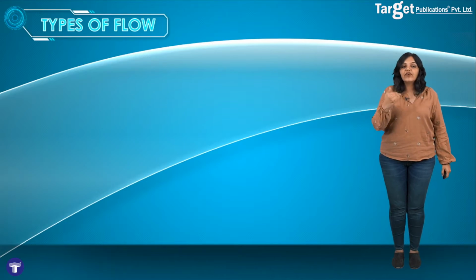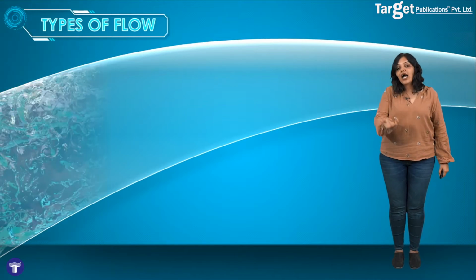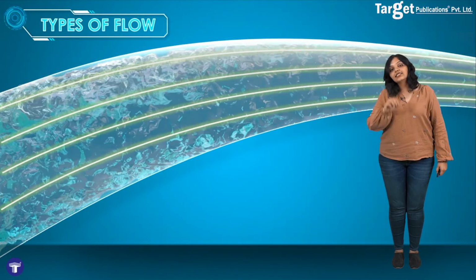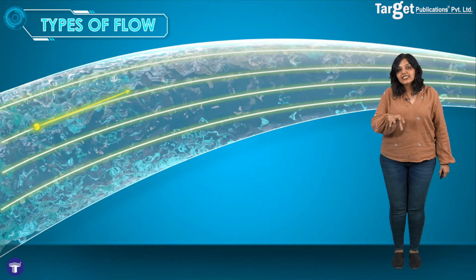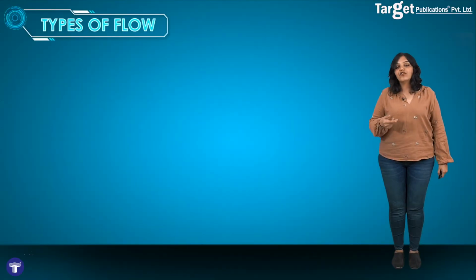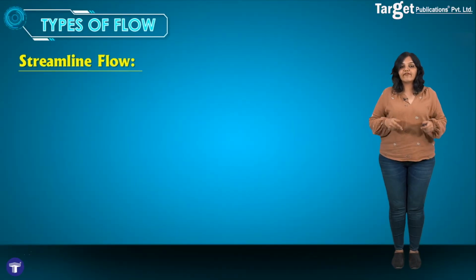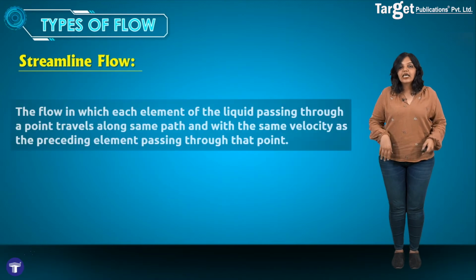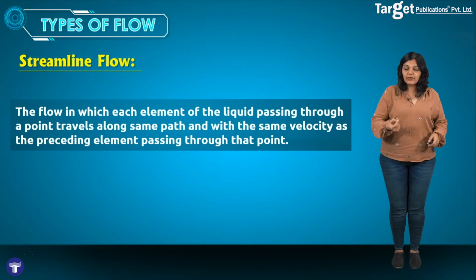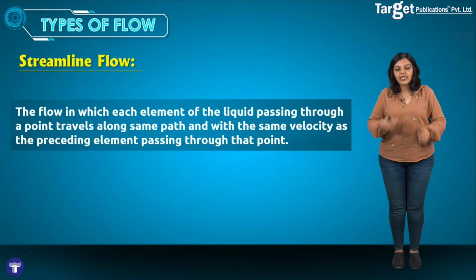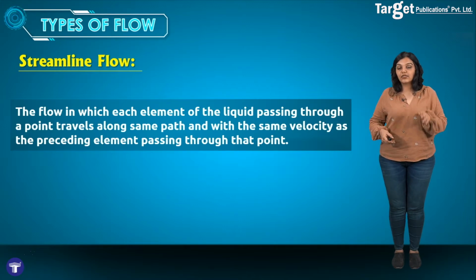Whenever a fluid particle is moving, it will describe some path, and this path taken by the particle in a fluid is known as the line of flow. And the tangent drawn to this line of flow will tell us the direction in which this fluid particle is tending to move. Now, the first type of flow that we will see is known as the streamline flow. The streamline flow is also analogously known as the laminar flow. By definition, it is the flow in which each element of the liquid passing through a point travels along the same path and with the same velocity as the preceding element passing through that point.